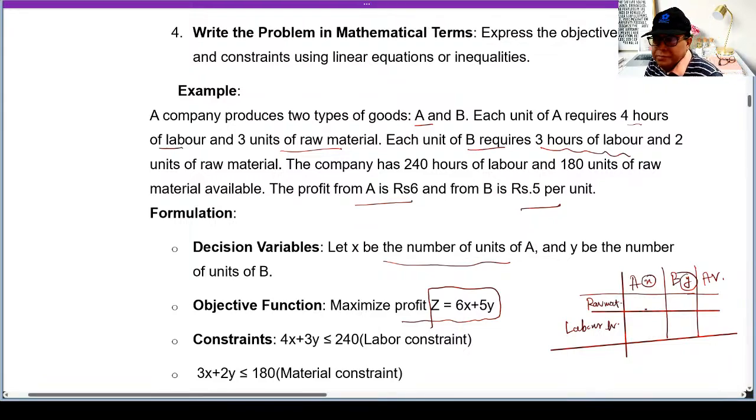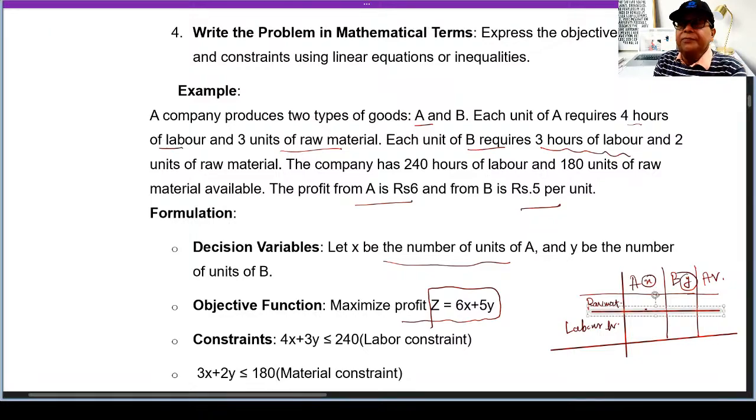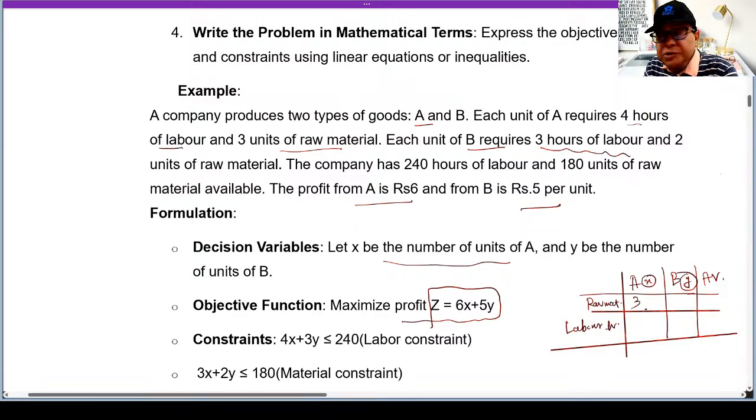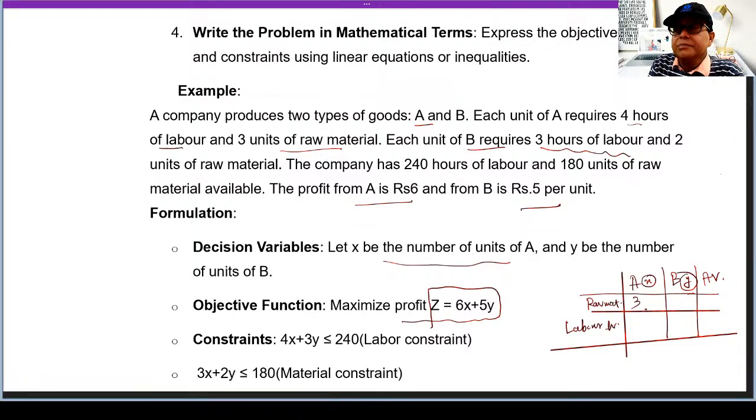Alright? Available raw material, how much is required? For the first one, 3 units. For each, so for X units it will be X number of products, it will be X into 3 obviously. Raw material 3. Raw material for B is what? For B it is 2. 2 units of raw material.